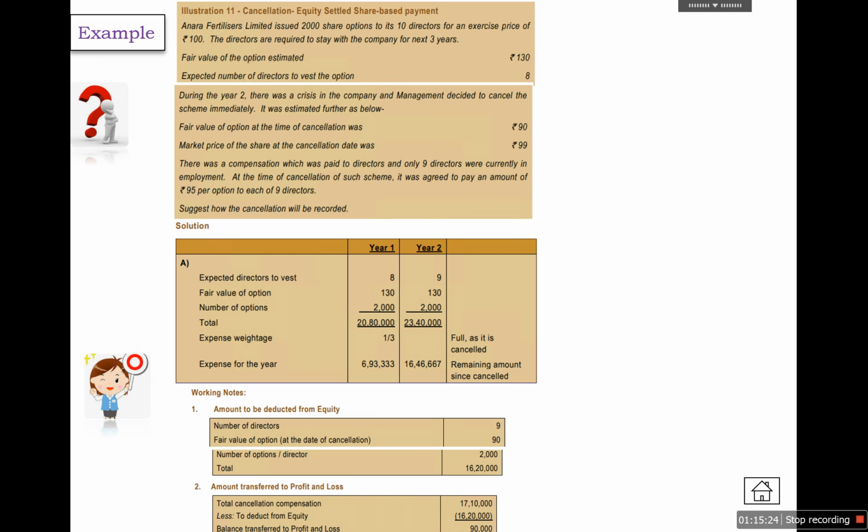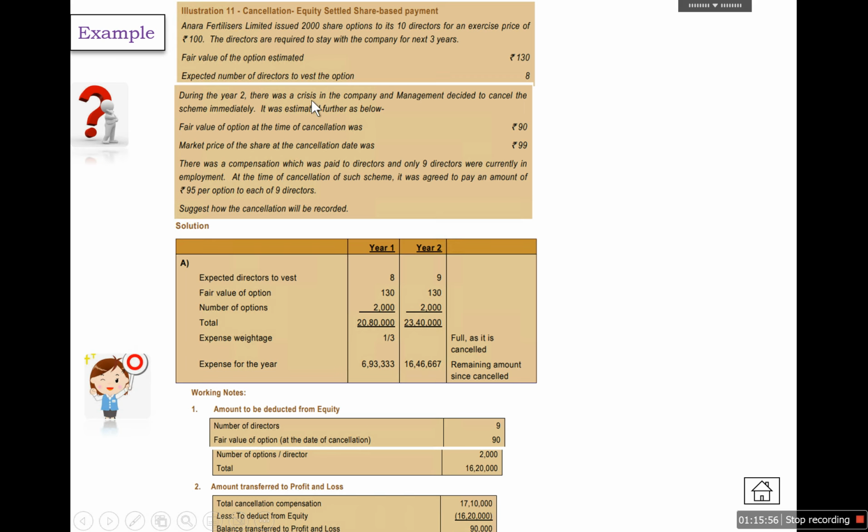Next is cancellation of equity settled share-based payment. In case of the cancellation, we have considered that the expense will be booked immediately, and any additional amount we will book in P&L. Anara Fertilizer Limited issued 2,000 shares to its 10 directors for an exercise price of 100. The directors are required to stay with the company for the next 3 years. Fair value of the option was 130, and the expected number of directors was 8.